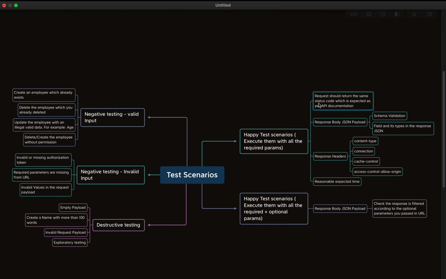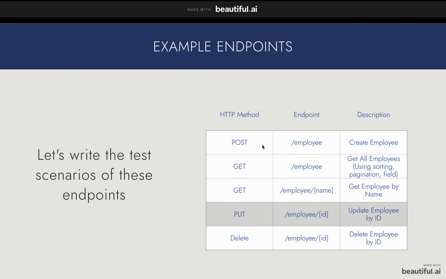So you have to check that the request should return the same status code which is expected as per the API documentation. When I'm talking about this happy test scenario, I'm talking about all the APIs. So you have to first of all test this API with the required parameters. Just don't pass any query parameters, sorting, pagination, or field. Just directly hit the API.